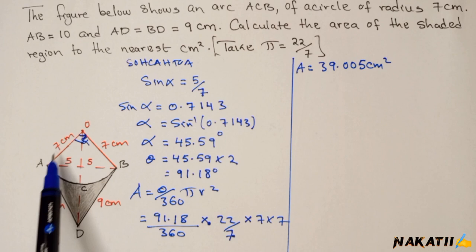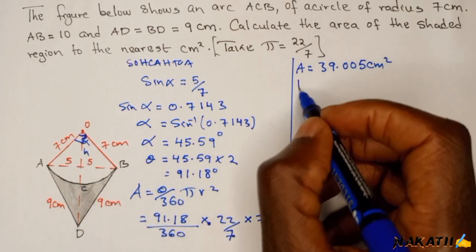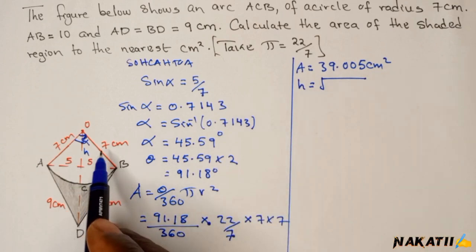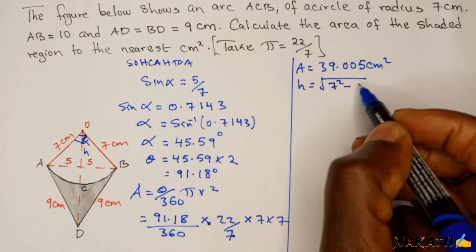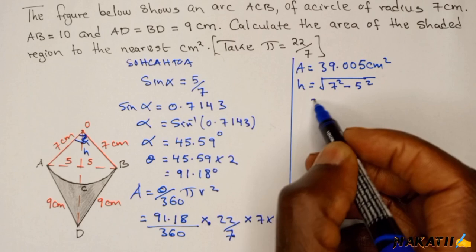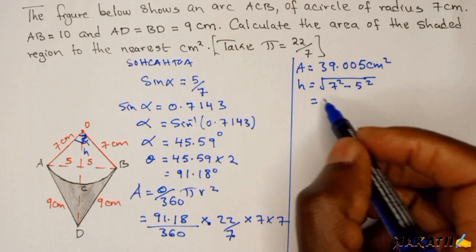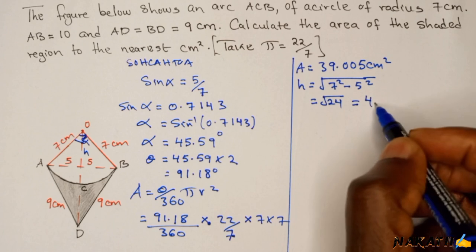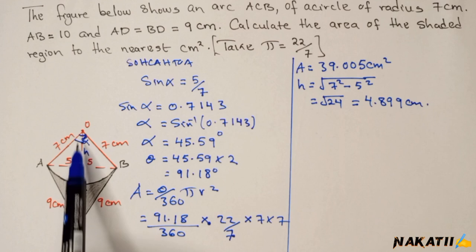Now we need to get the area of this triangle. We can get this height here. We can say this h is equal to the square root of, using Pythagoras theorem, this is the hypotenuse, so this will be 7 squared minus 5 squared. This will be 49 minus 25, which is the square root of 24. This you get as 4.899 centimeters. This is this height here.